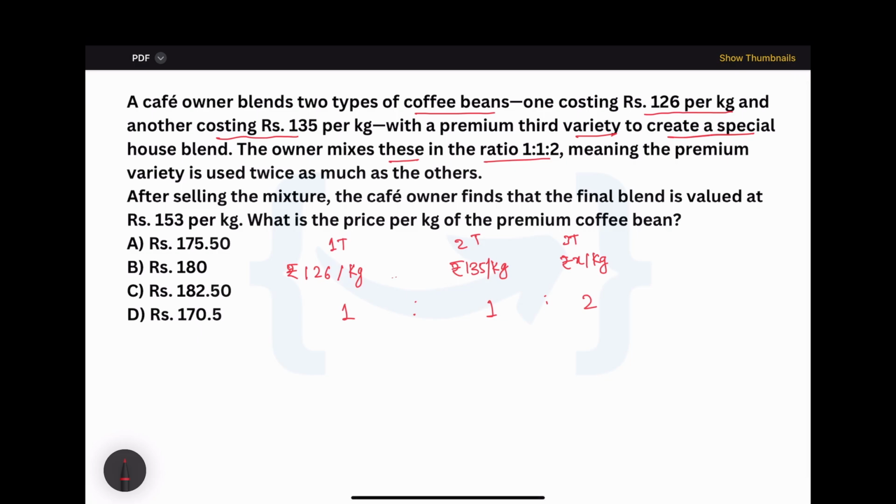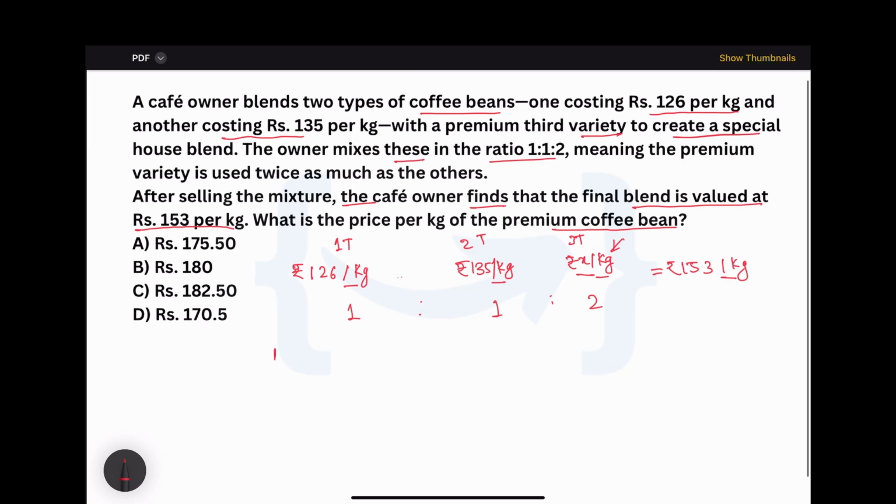Clear? Now, after setting the mixture, the cafe owner finds that the final blend is valued at rupees 153 per kg. Now, what is the price per kg of the premium coffee bean? I can see there is X. So, if somehow I can create an equation, I will be able to solve it because I have only one variable with me. Clear? Another observation is that everything here deals with per kg prices, so I can try to solve with all the given information.